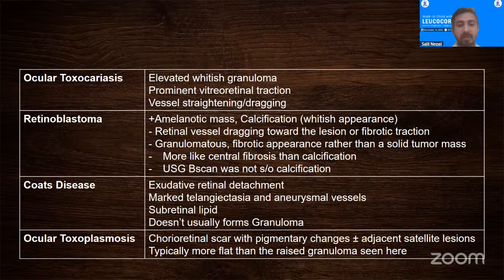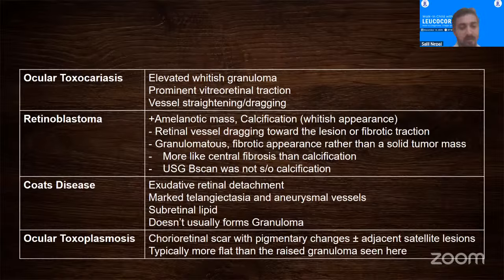A granulomatous fibrotic appearance rather than a solid tumor mass would have been there if it was retinoblastoma. And in the USG B-scan, there was no sign of calcification. It was more like a central fibrosis than calcification. Coming to Coats disease as another differential, there was no exudative retinal detachment, no marked telangiectasia and aneurysmal vessels, and no subretinal lipid. And Coats disease doesn't usually form granuloma.